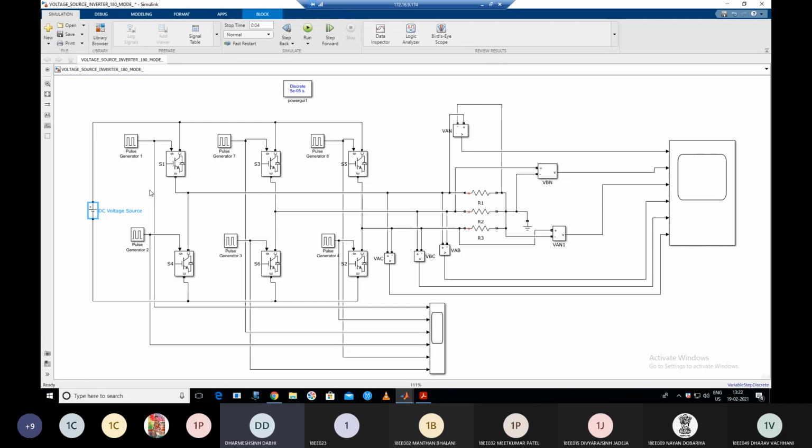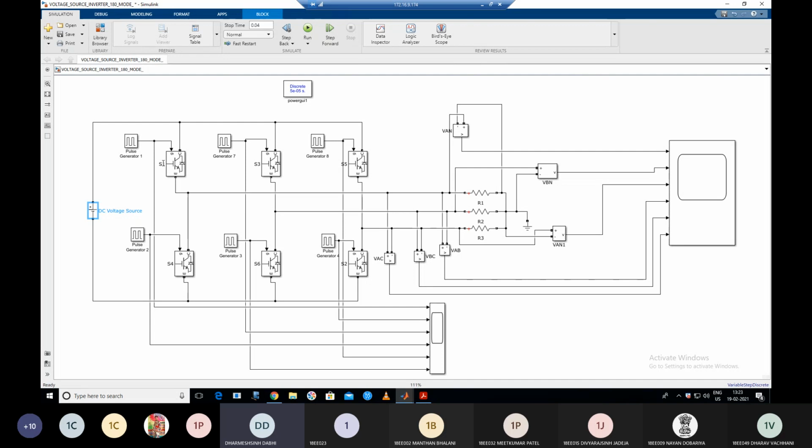In 180-degree mode of voltage source inverter, in the first mode between 0 to 60 degree, or step 1, which thyristors are conducting? 1, 5 and 6. Yes, very good. 1, 5 and 6. Clear? Then after that 1, 2 and 6. Yes. And then as a sequence 1, 2, 3, then 2, 3, 4, then 3, 4, 5, then 4, 5, 6, and then again 5, 6, 1, repeated. Clear? So this is the sequence in which these thyristors are conducting stepwise.